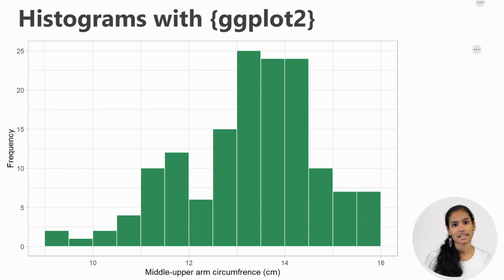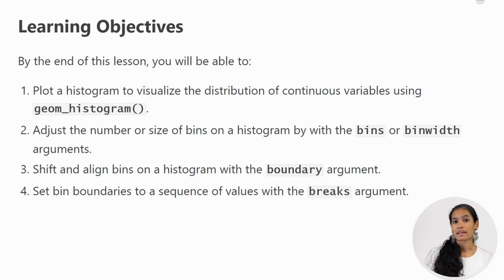Here's an example of a histogram. You're probably already familiar with how they work. So we're going to focus on how to create the simple histogram, modify the aesthetics to make it look better, and then different ways of adjusting the bins. The learning objectives here specify the exact functions and arguments we're going to use to do this, so you can pause to read them now if you'd like, or we can dive straight into the lesson.